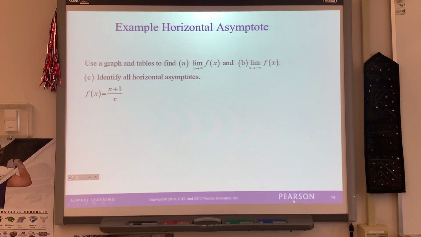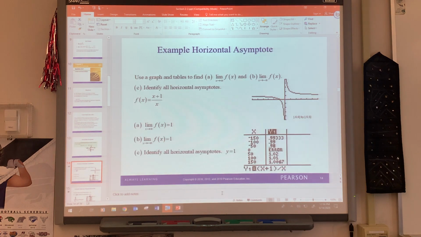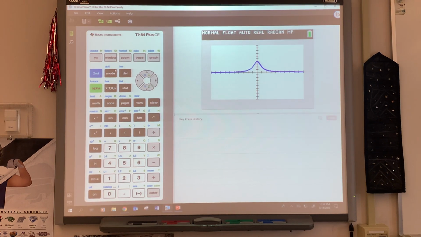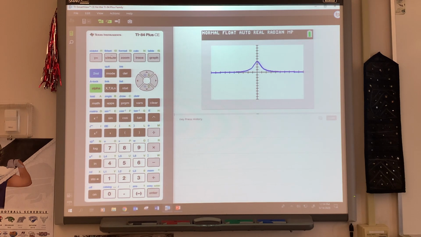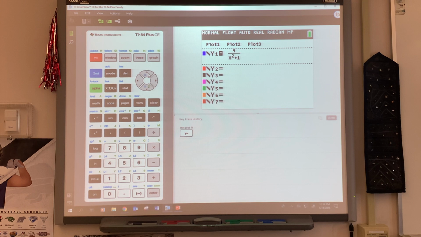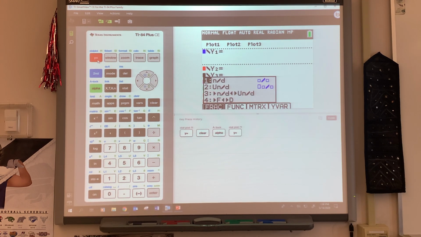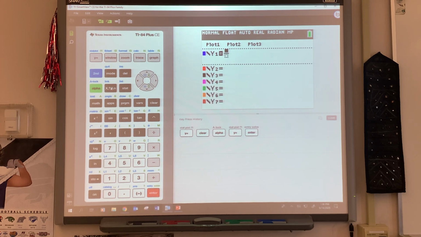Let's take a look at this graphically. I'm going to exit out of the PowerPoint and pull up the graphing calculator, because they say use graphs and tables, so we'll look at both of those. Let me double check what the function was, x plus 1 over x. So y equals x plus 1 all divided by x. Yep, that's what it was.